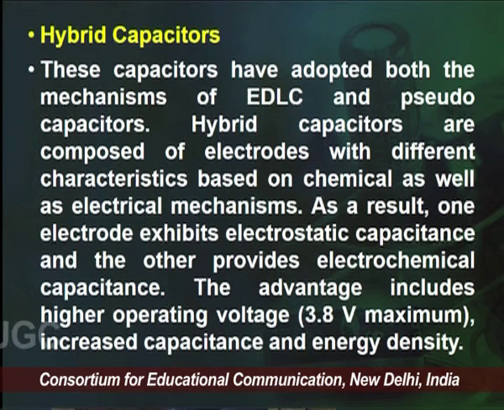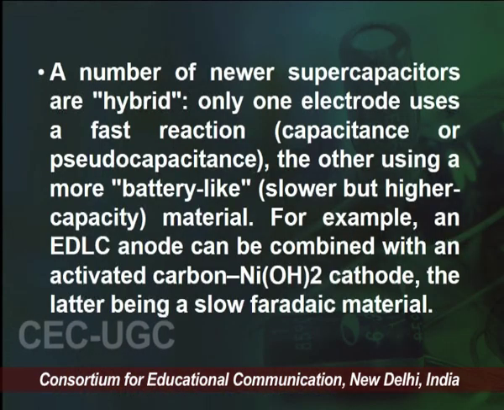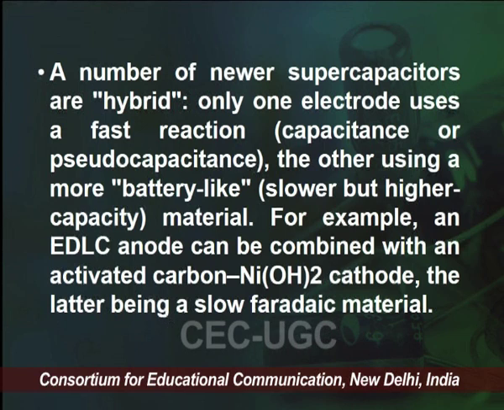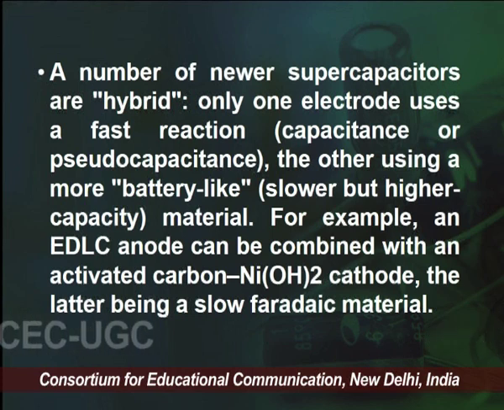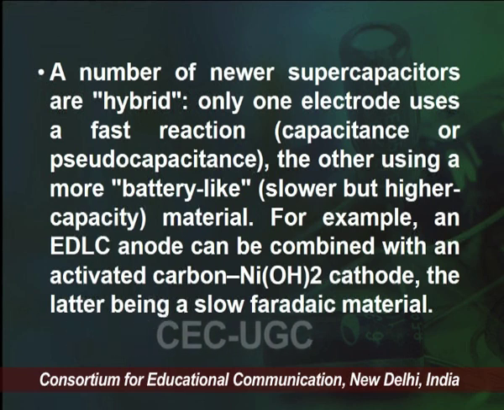The advantages include a higher operating voltage, that is 3.8 volt maximum, and increased capacitance and energy density. So, it works faster or more efficiently than the previous capacitors. So, the newer capacitor is the hybrid capacitor. Only one electrode uses a fast reaction, that is a capacitance or the pseudo capacitance, and the other uses only battery like material.